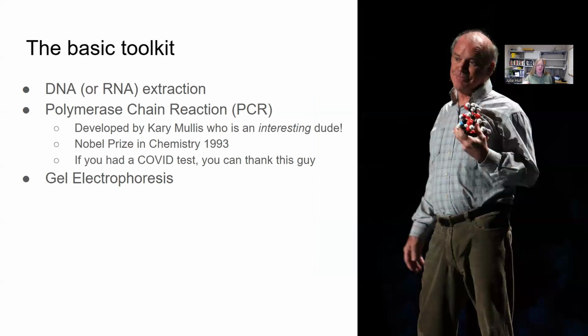Okay, so the basic toolkit is these 3 steps. We're going to have a nucleic acid extraction that can be either DNA or RNA. We'll usually then move into PCR, which is polymerase chain reaction. So if you've had 23andMe sequencing done, or if you had a COVID test during the early days of the pandemic, there's been some PCR associated with you in your life.